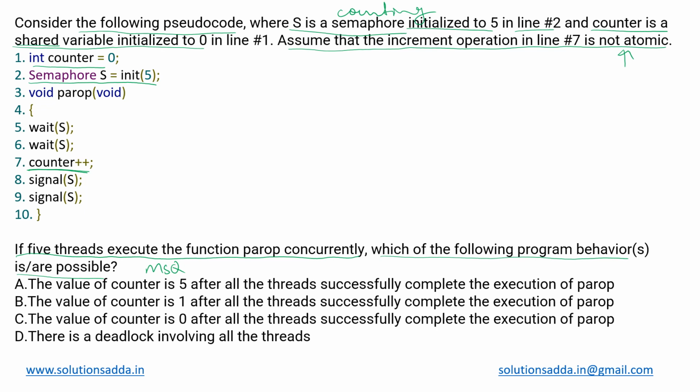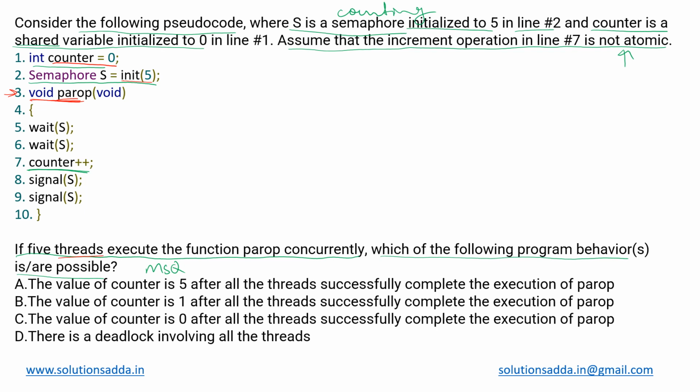Initially, the value of this shared variable counter is 0. Then the semaphore is initialized to 5. And from line 3 onwards is where the parop function starts, and this function is executed by 5 threads, or we can say 5 processes, simultaneously.